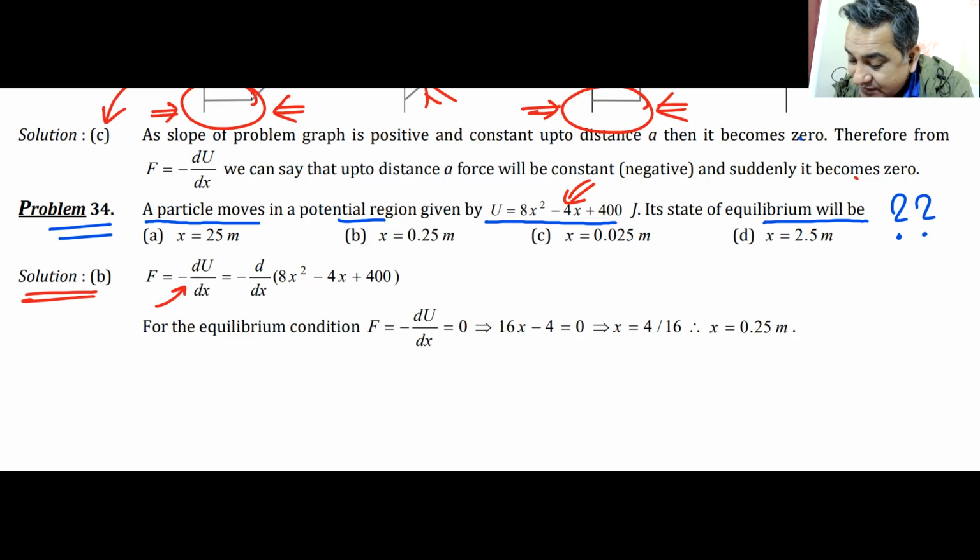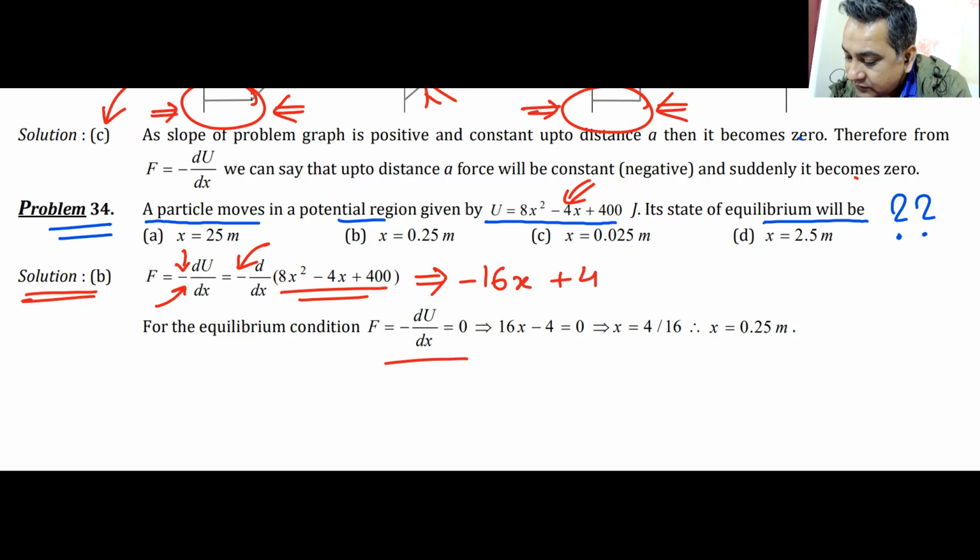Yes, that minus is important. Okay, you differentiate U with respect to x and put a minus sign, you get a force. Well done. So what do you get after doing that? You get the derivative of this, and I think it equates to minus 16x plus 4, right? Yes, that is the derivative.